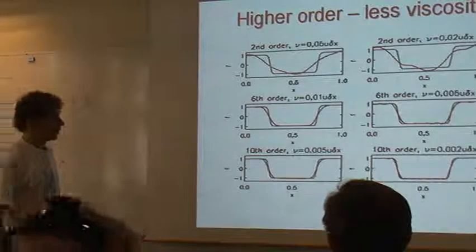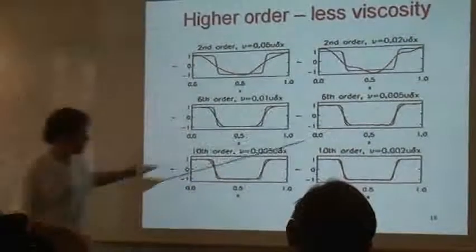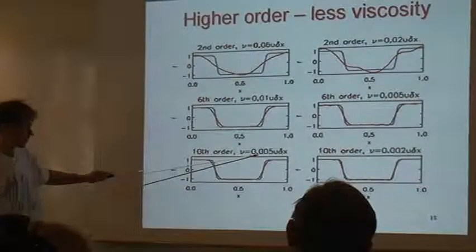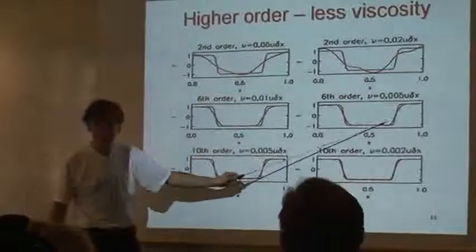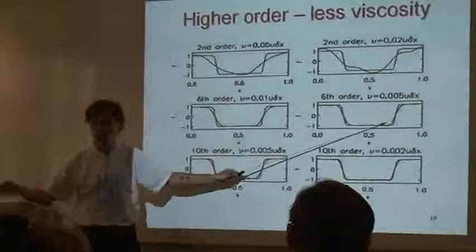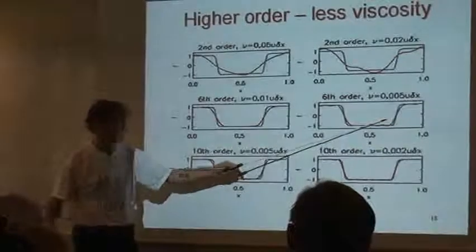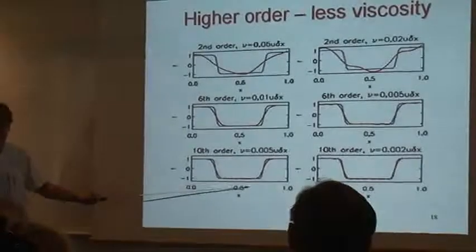You do the same thing now with 6th order, and you clearly see already, with the same viscosity that you use for the 10th order scheme, you have bigger wiggles here. So clearly you see that if you go to a lower order scheme, you increase the wiggles. You don't decrease. It's not the other way around. It's not like saying higher order scheme gives you more wiggles. They give you less wiggles.